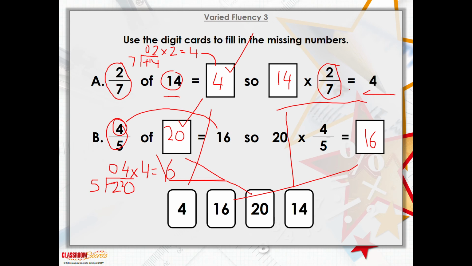14 times by 2/7 equals 4. So I'm multiplying a proper fraction by a whole number. So I'm going to keep my denominator the same. And 14 times by 2 is 28. So I've got 28/7 altogether.